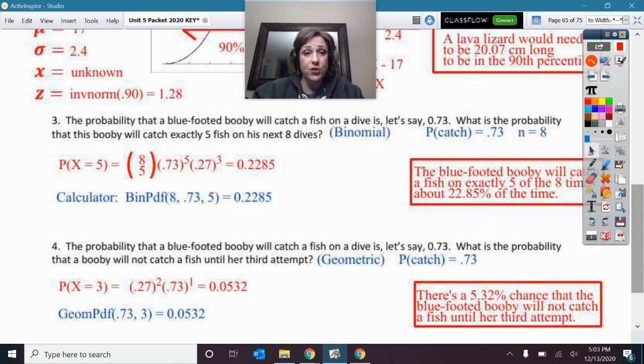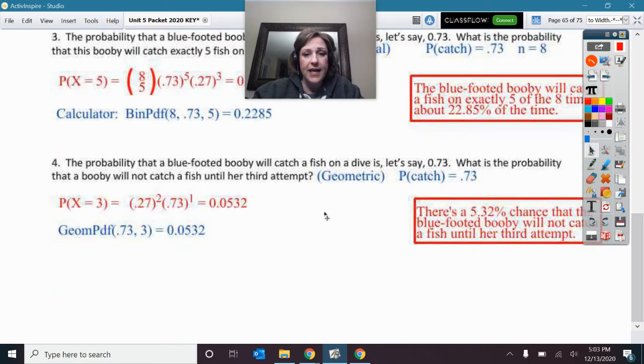Okay, so here we have a situation where it's out of the next 8 dives. What is the probability of exactly 5 of those situations? So that is discrete, and we want exactly 5 successes. So that's binomial, 0.73 for a success, and we wanted 5 of those. So then there were 3 failures. Here is the way that we did that in our calculator with our binomial PDF, because it wanted a particular number of successes.